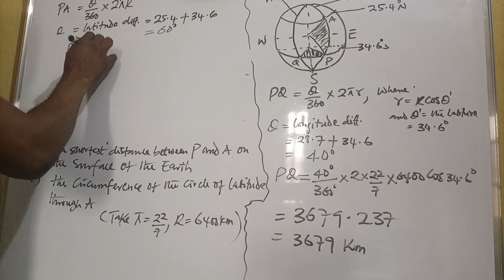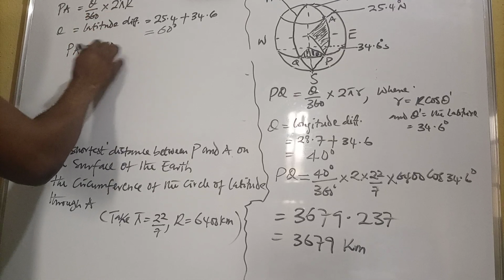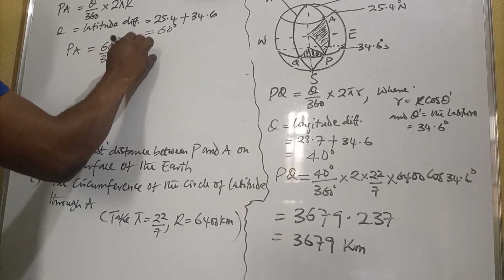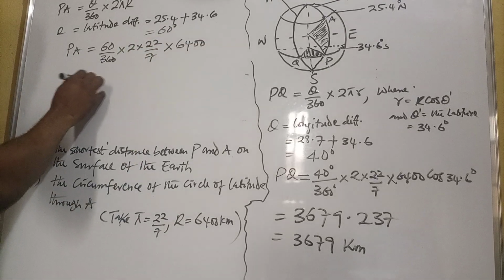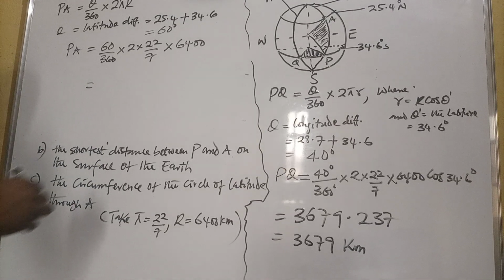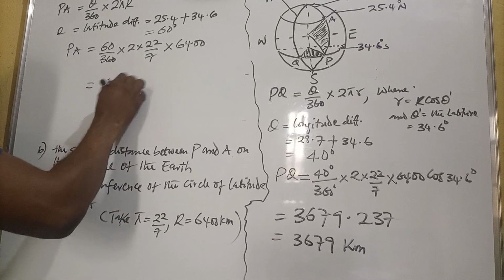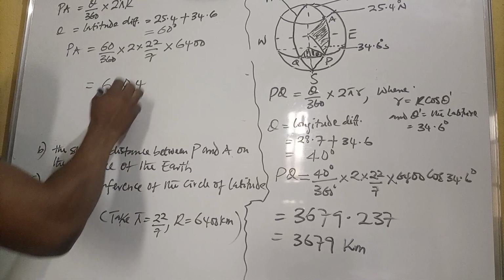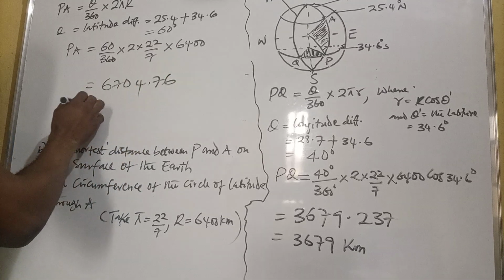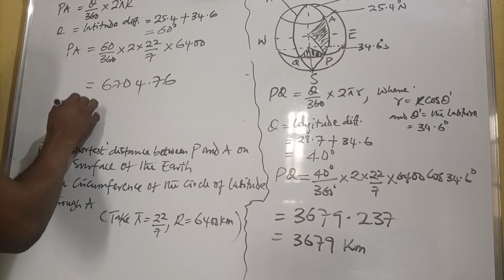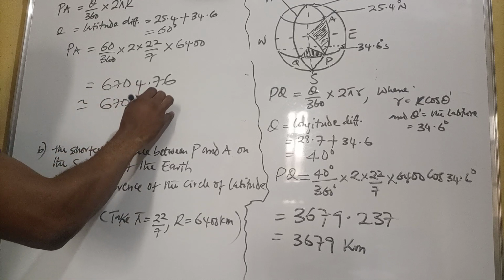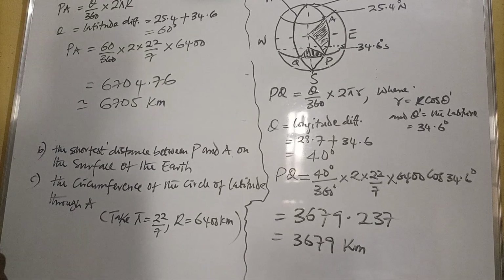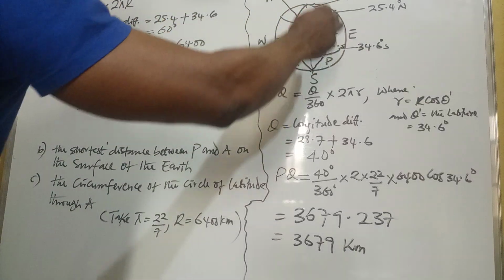I will say PA is equal to 60 over 360 times 2 times 22 over 7 times 6,400 kilometers. And when you evaluate this with your calculator, you are going to get 6704.76. So to the nearest kilometer, it will give us approximately 6705 kilometers. So this is how to solve for the shortest distance between P and A. This from here to here, that's what we are talking of here.